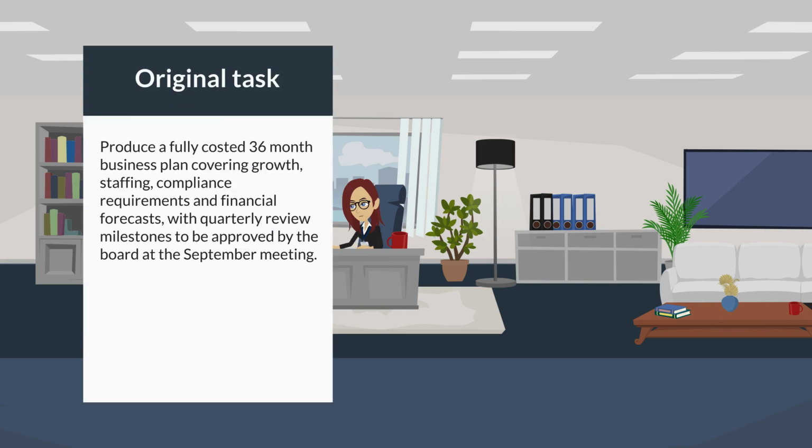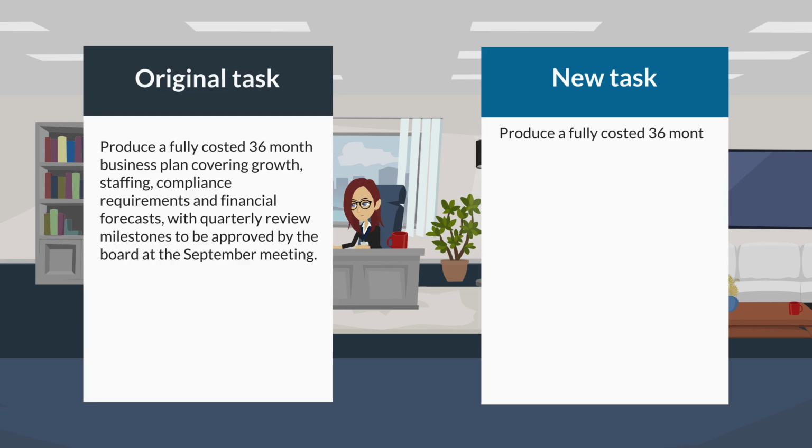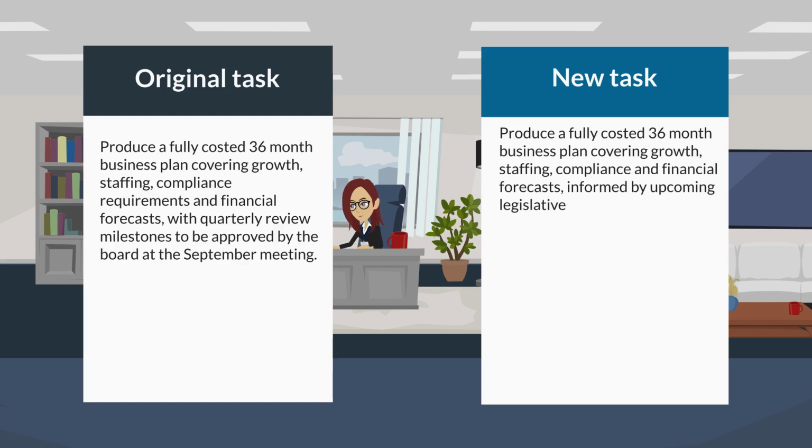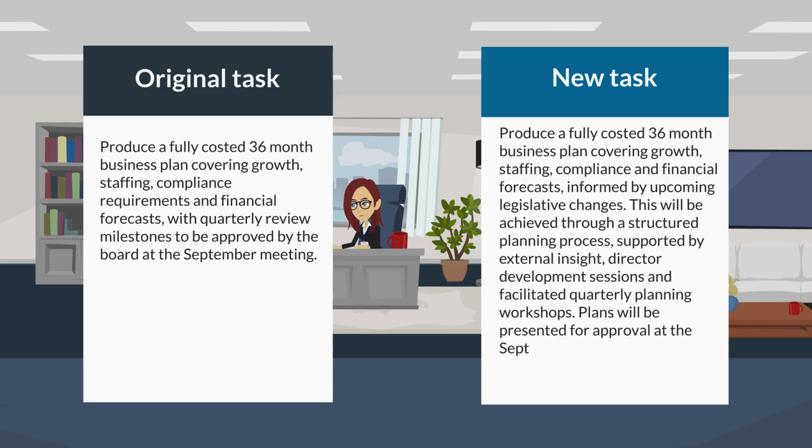Now let's look at an alternative version of the same objective. "Produce a fully costed 36-month business plan covering growth, staffing, compliance and financial forecasts, informed by upcoming legislative changes. This will be achieved through a structured planning process supported by external insight, director development sessions and facilitated quarterly planning workshops. Plans will be presented for approval at the September board meeting, and progress will then be reviewed on a quarterly basis." The difference here isn't just wording.